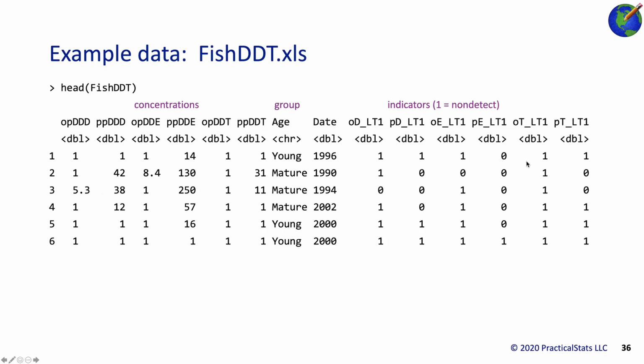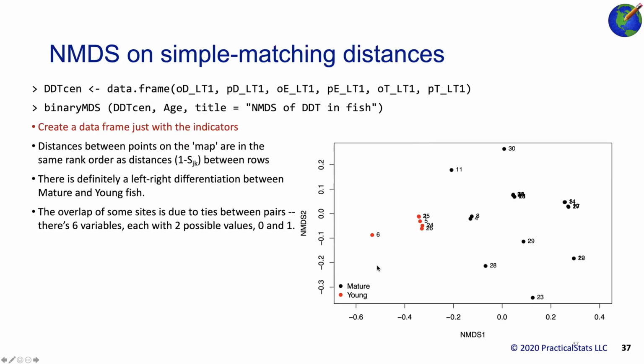We see that row 1 has a similar pattern. In fact, it has the same pattern of 1s and 0s in row 1 as it does in row 5. And so row 1 and row 5 would end up looking fairly similar. So with this binary approach, you're really just looking at this set of columns, the indicators. And from those, you can come up with the distance measure, the simple matching distance measure between sites, and plot those distances on something called non-metric multidimensional scaling. And so the distances shown on the plot are in the same rank order as the distances in the data set.